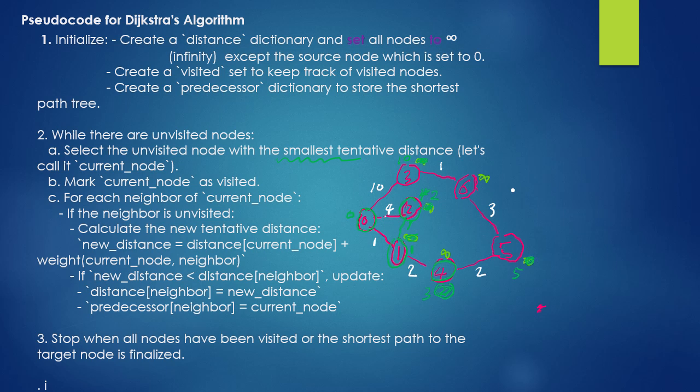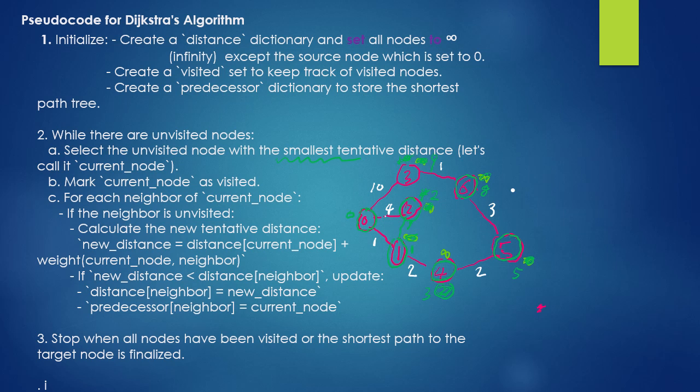It's 5. Then there's no other choice but to visit this one, because you can only visit unvisited nodes. Then 5 plus 3 is 8, which is less than that, so this is 8. Then what to do? The only next visit is this one. Visit this one, and then update: 8 plus 1 is 9. 9 is less than 10, therefore 9.